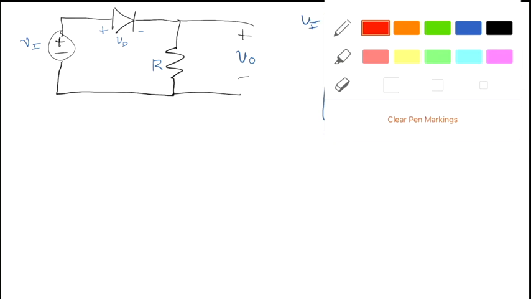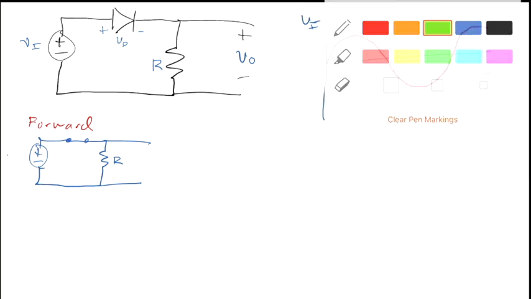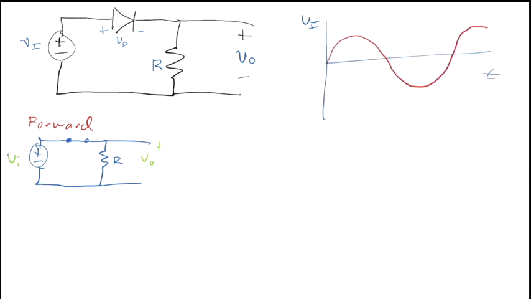We've got the forward biased portion. That's when the circuit would look like this. We replace the diode with a short. And we've got R, and we've got VI, and V out. The diode's a short.